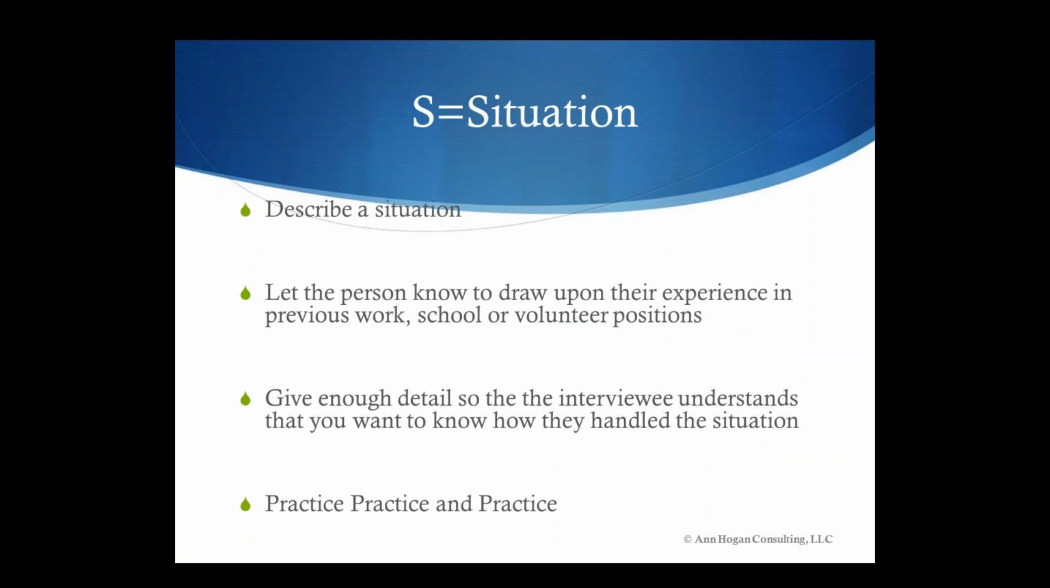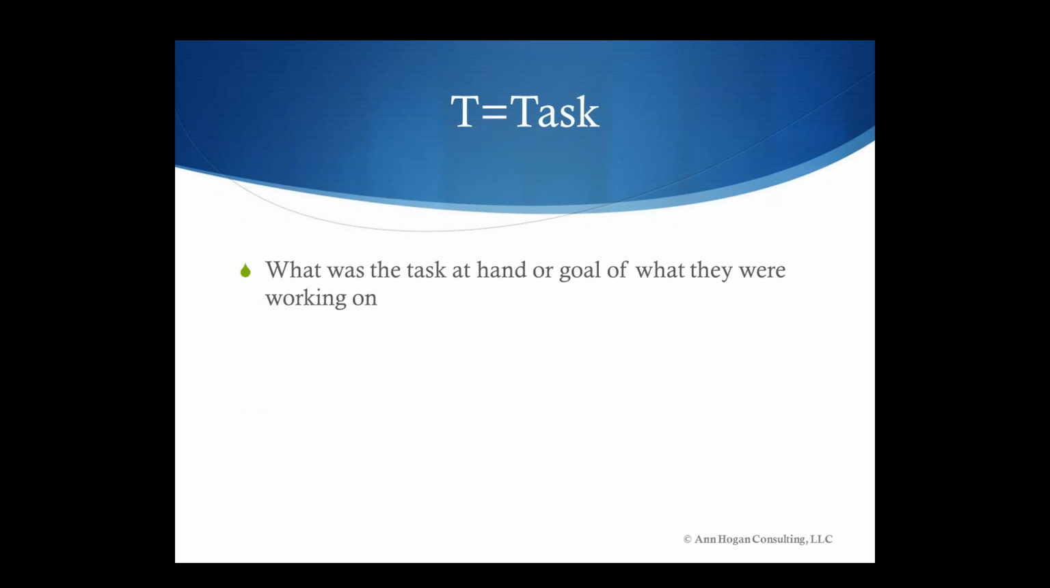Give enough detail so that the interviewee understands what you want to know about them and how they handled the situation. Behavioral-based interview questions, if they're not written well, can feel to the interviewee like they're being tricked or that they don't have enough information to answer the question. So you want to make sure that you give enough detail so they feel comfortable with the question and understand what it is that you need from them. And again, practice on these behavioral-based questions. They're tough to get started on.